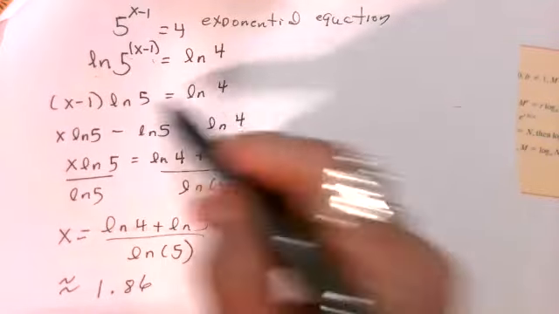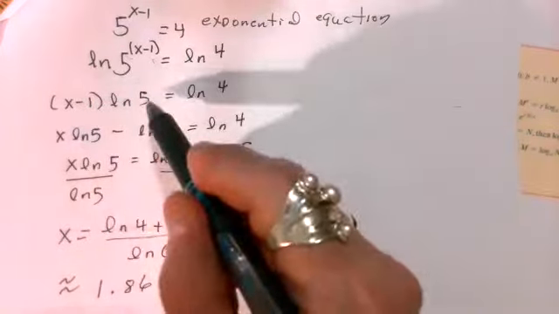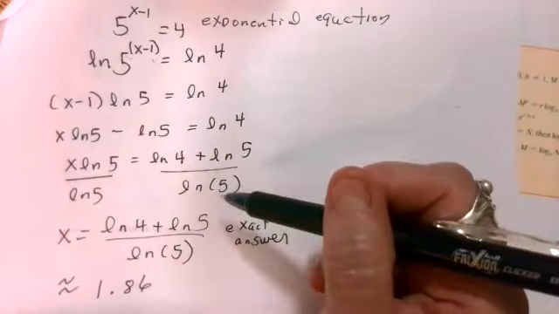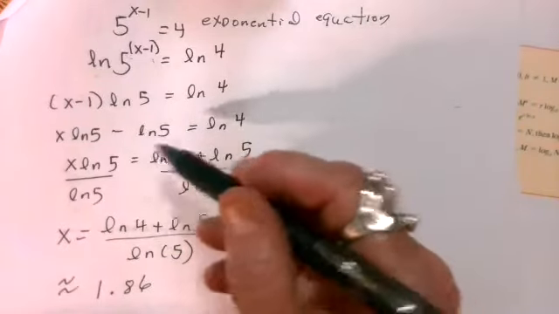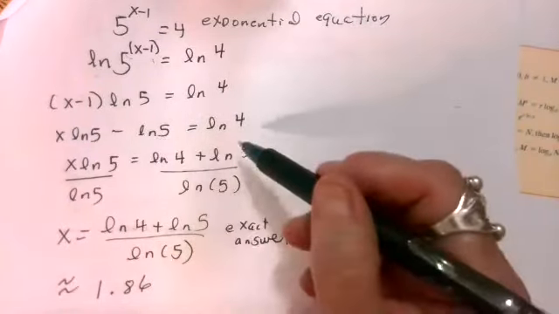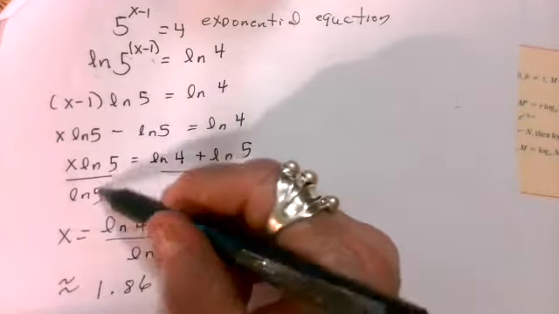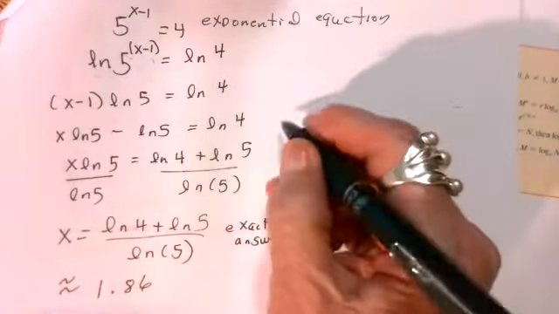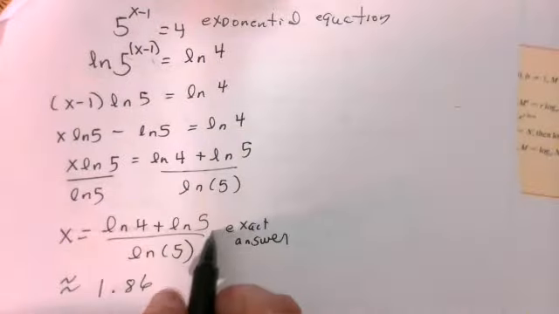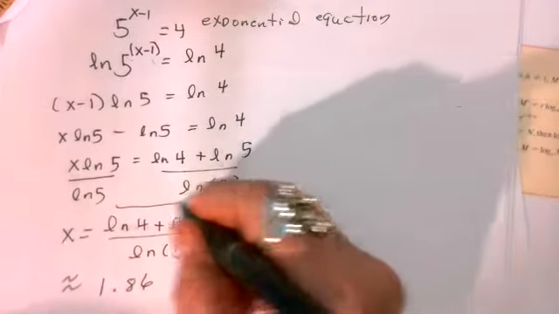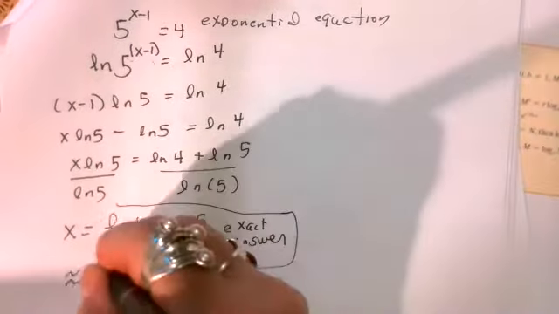And you have to do it to both sides. And then I just distributed. And then I added natural log of 5 to both sides. Then divide by natural log of 5 here. And this is my exact answer. Now, if I ask for the exact answer, this is going to be it.